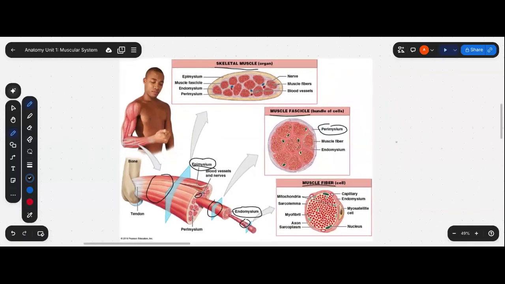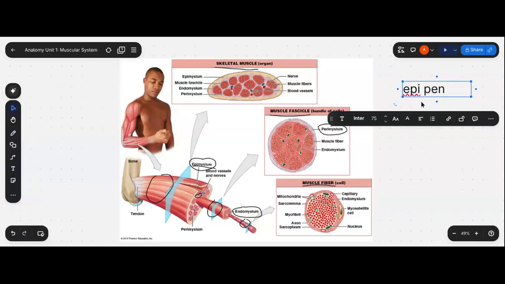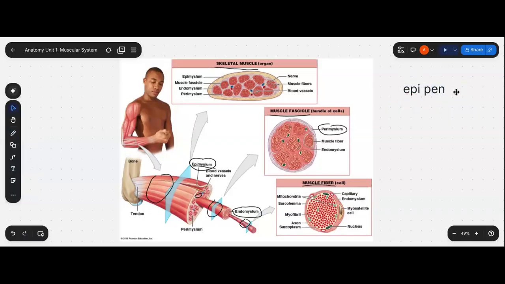A good way to remember this is there is the mnemonic EpiPen. And the epi stands for epimysium, the P stands for perimysium, and then the last EN portion stands for endomysium. So that is a good mnemonic to help you remember in which order the layers go.